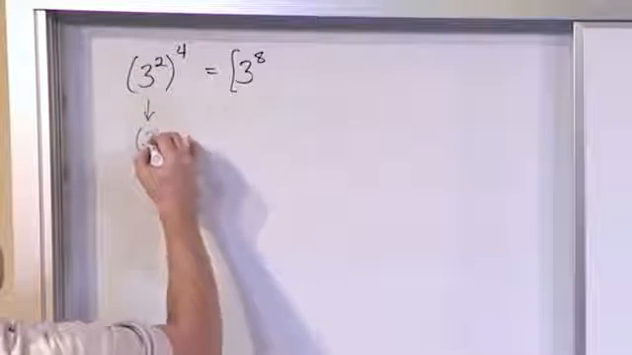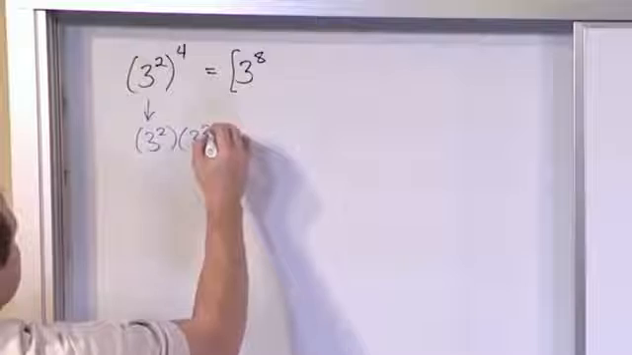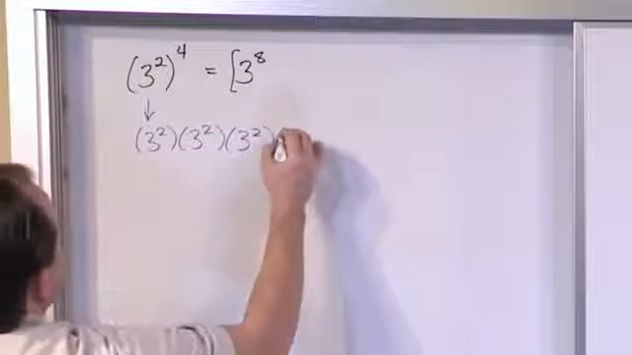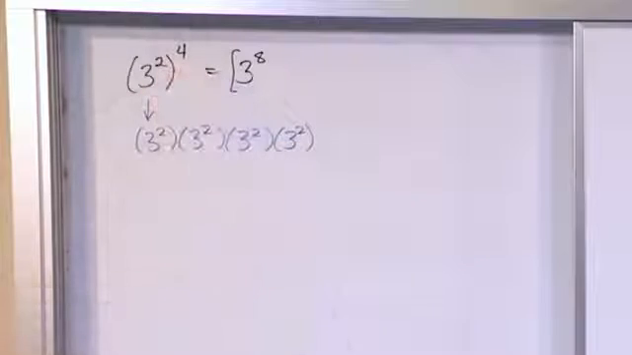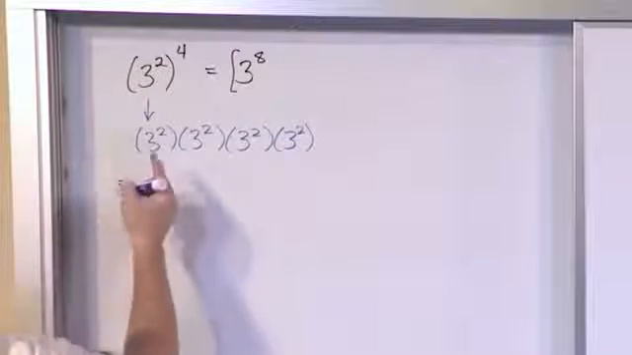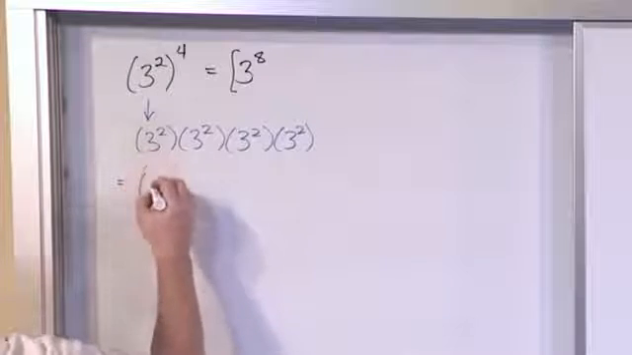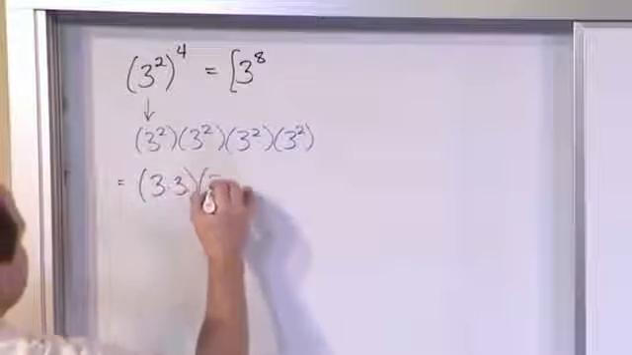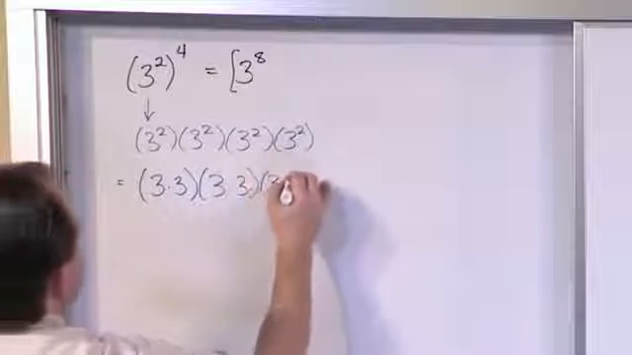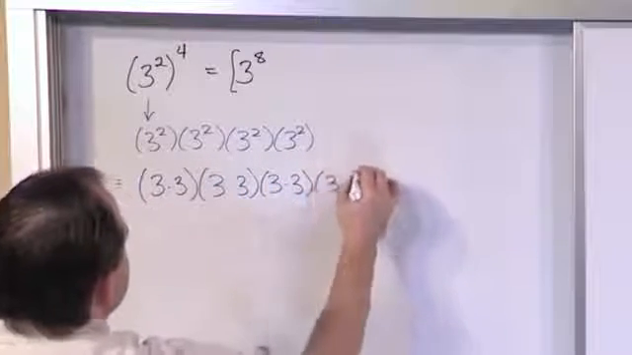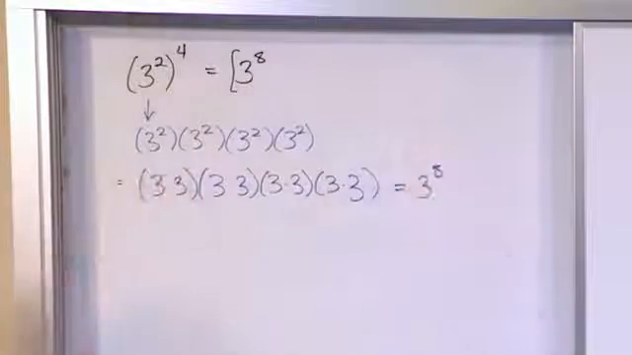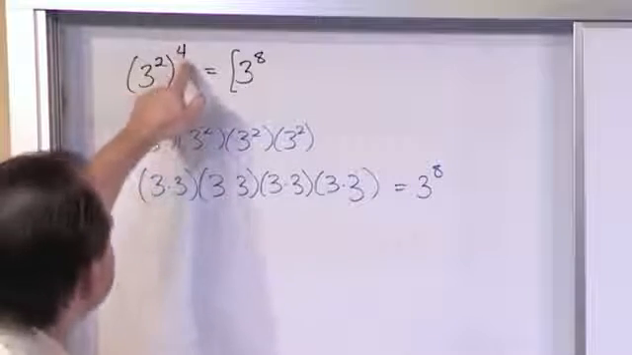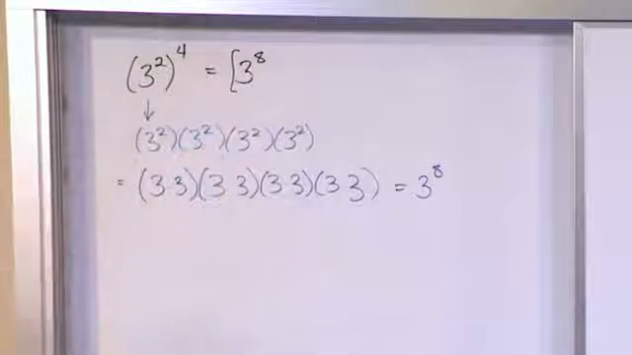It means you have 3 squared times 3 squared times 3 squared times 3 squared. Everything in the middle is multiplied by itself 4 times. That's the definition of what an exponent is. But notice that everything in here is squared. So really what I have is 3 times 3, 3 times 3, 3 times 3, and 3 times 3. 1, 2, 3, 4, 5, 6, 7, 8. This is 3 to the power of 8, which is exactly what I told you. So I'm showing you by an example. Basically, if you have a power raised to another power, you just multiply the powers together.